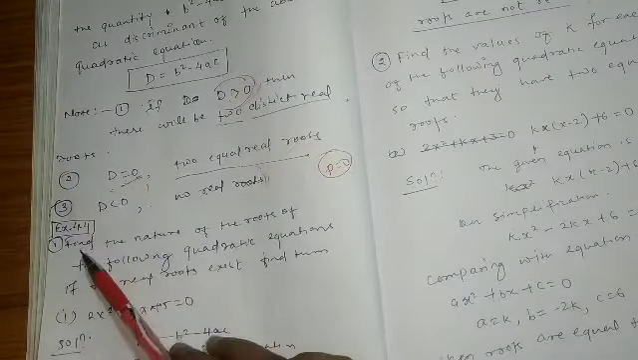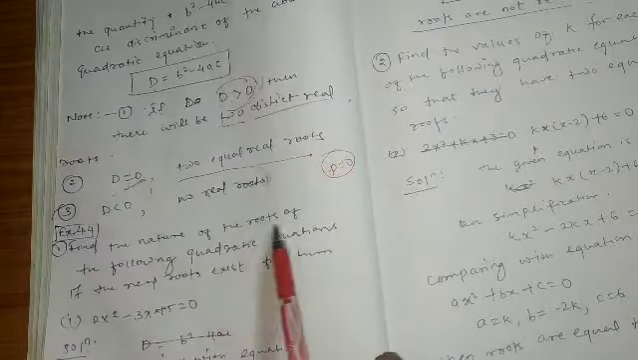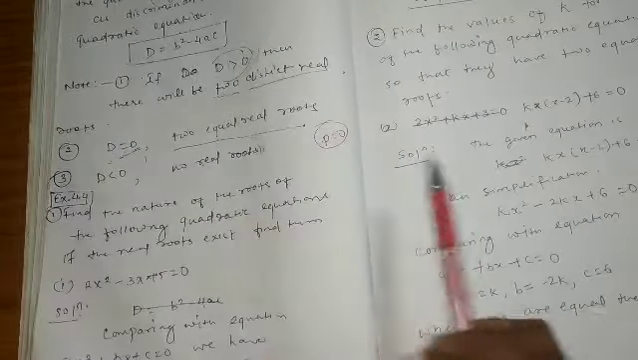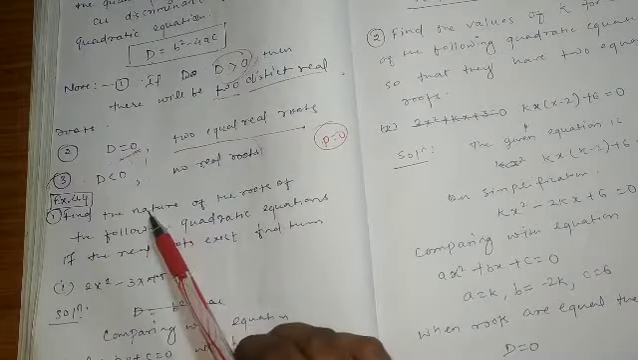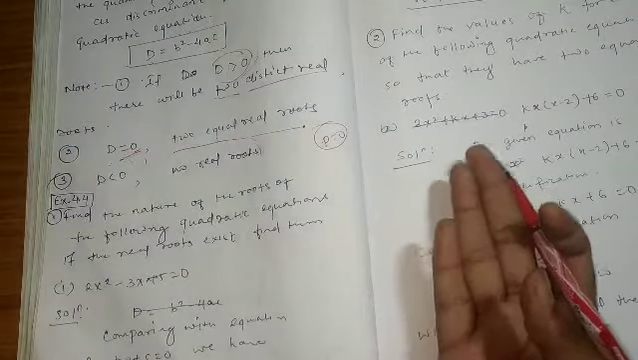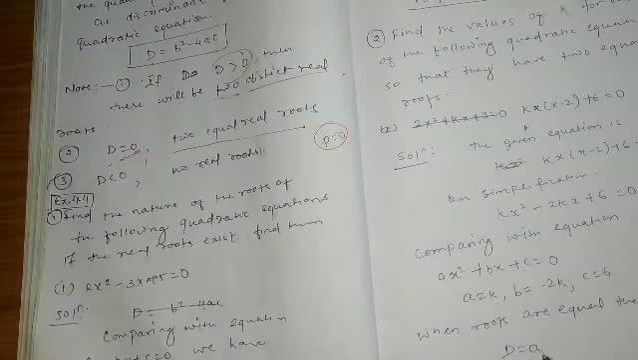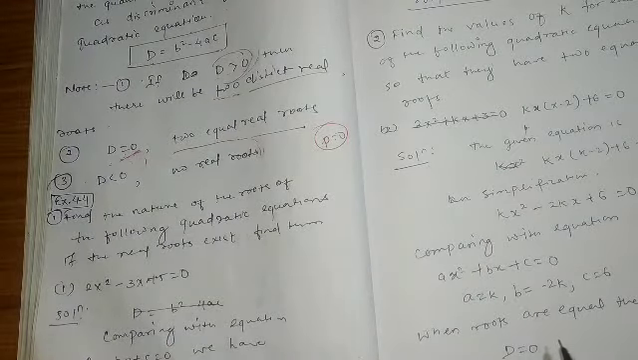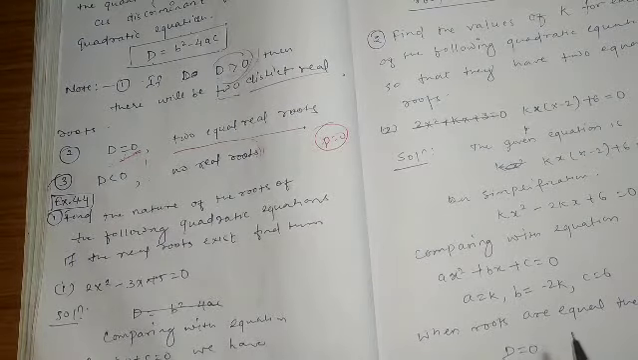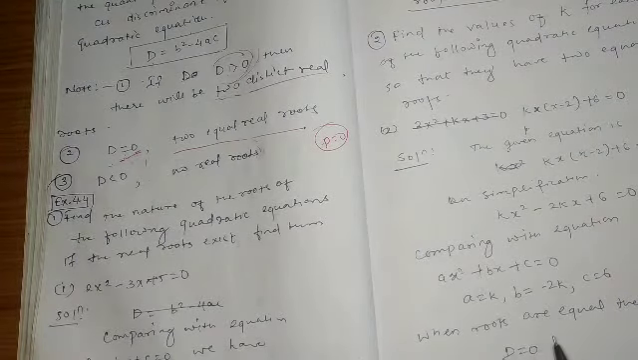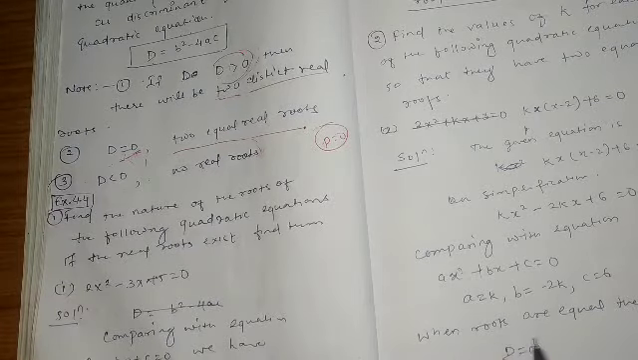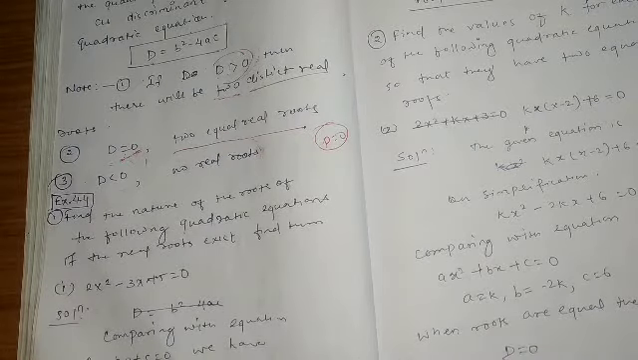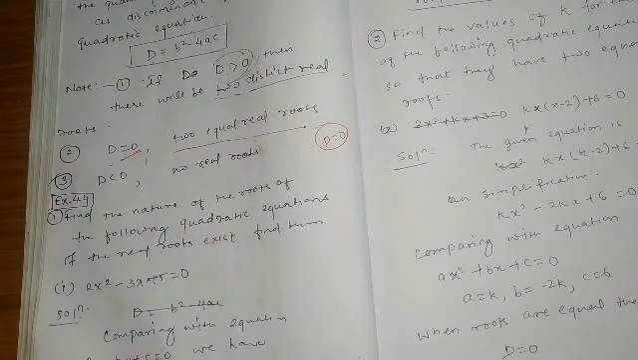Now find the nature of roots. This is a question of your exercise 4.4, so I'm reading the statement. Listen carefully. Find the nature of roots of the following quadratic equation. If the real roots exist, find them. Means we have to find the nature. Nature means whether it is real or equal, or if it is not real. So we have to find the nature of that particular root.